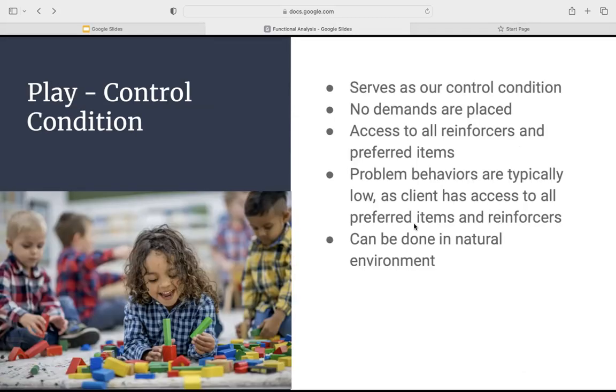So our first condition is the control condition, the play condition, and no demands are placed on the child in this condition. He or she has access to all preferred items and reinforcers, and it should be noted that the problem behavior or target behaviors are typically low as the client has access to all these items, but it still does provide the BCBA with important information for baseline data. And it's typically done in the child's natural environment in order to create the most realistic testing conditions.